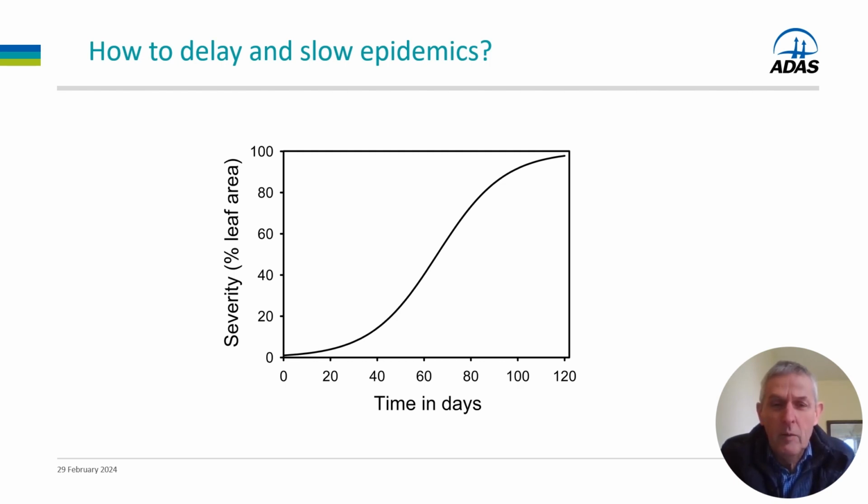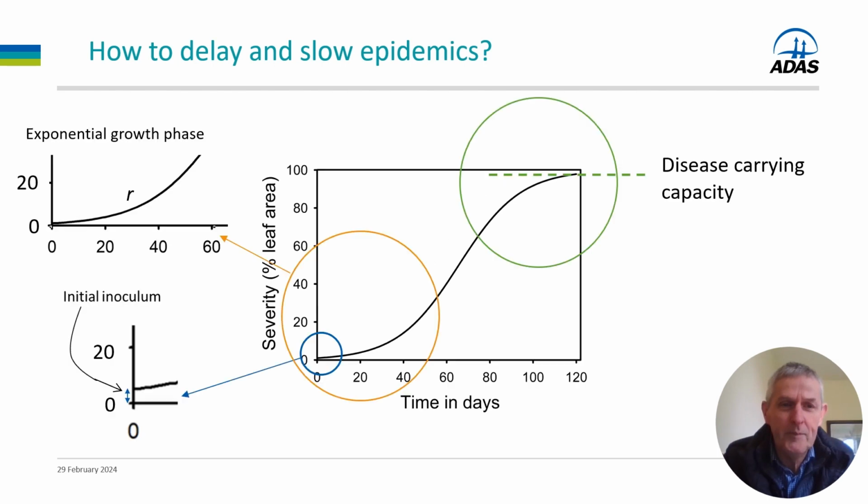If we're wanting to protect an individual leaf layer in the crop canopy, such as the flag leaf, then we need to delay or slow this epidemic to keep it at a very low level for the natural life of that leaf layer, which will be about 2 months. If we're thinking about protecting the whole of the upper canopy, then we need to slow or delay the epidemic for a longer period of time. So what are our options for doing that?